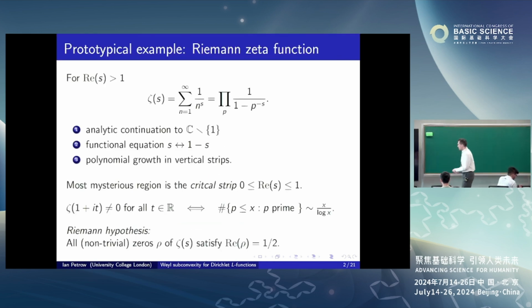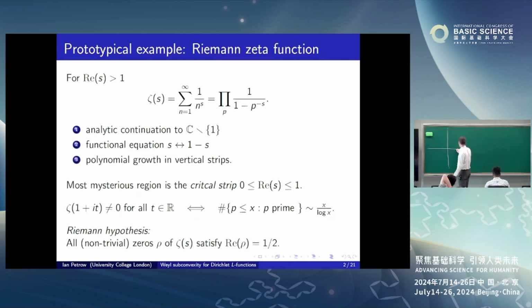So the talk is about L-functions and upper bounds for L-functions. To me, the prototypical example of all L-functions is the Riemann zeta function. So I'll just start with an introduction about bounds for the Riemann zeta function. So what is the zeta function? It's a function on the complex plane.